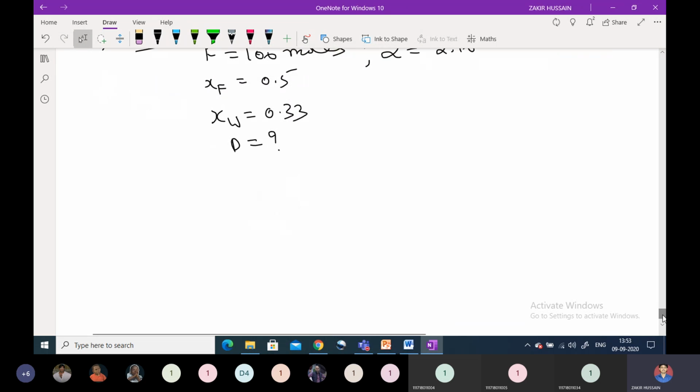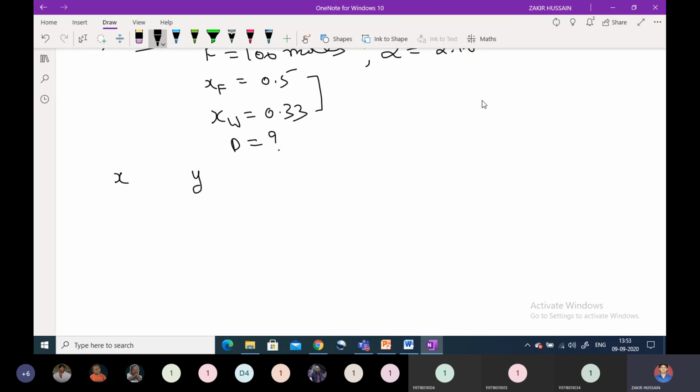So let us assume first we will solve this problem using the graphical approach. The distillation operation has to take place from 0.5 initially the benzene to 0.33 at the output of the benzene. So if you see this one, X is the composition in liquid phase, and the other one, Y, we have to calculate.